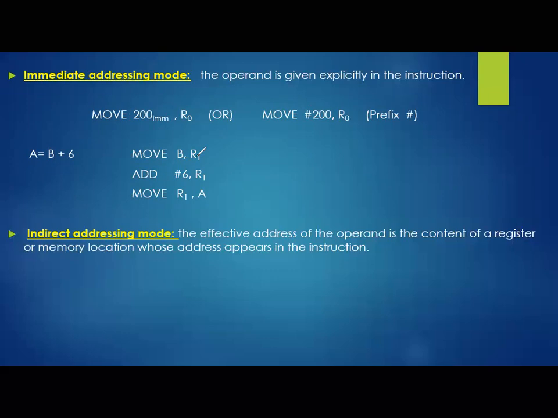to R1. Then what next? I need to add the value 6 to R1. Yes, obviously, then add hash 6 comma R1. Observe it carefully: hash 6 comma R1. Then the value 6 will be added to R1. Later, I need to shift the result of this summation into A, so I move R1 comma A. Just observe. Here we are using a direct addressing mode, here we are using an immediate addressing mode, and here we are using a register addressing mode. All three addressing modes we discussed till now, we are utilizing over here. Clear?